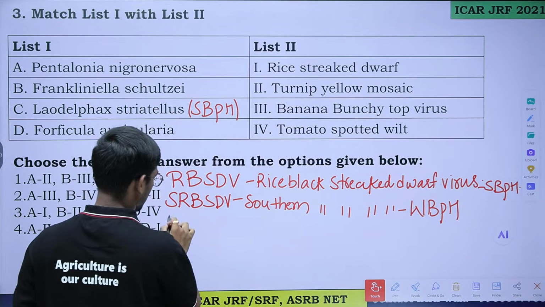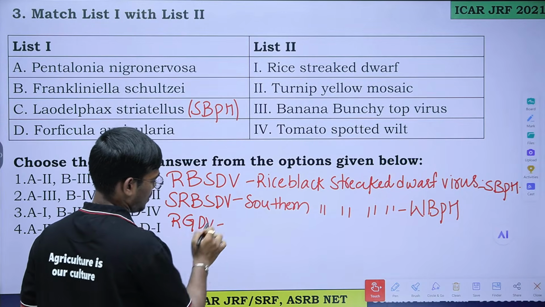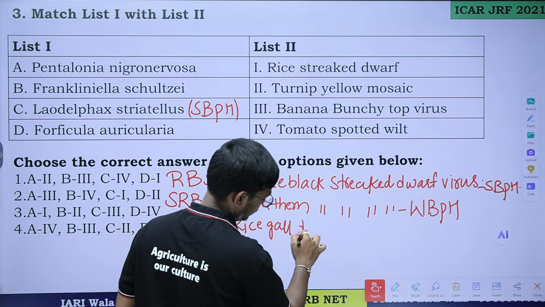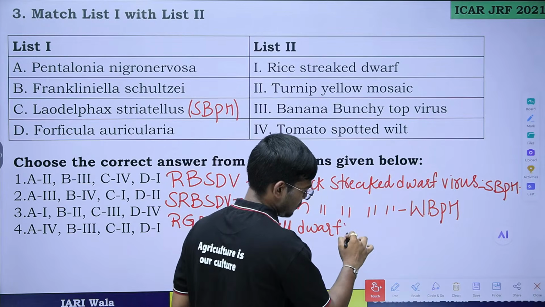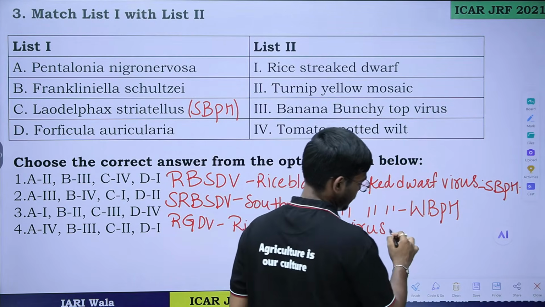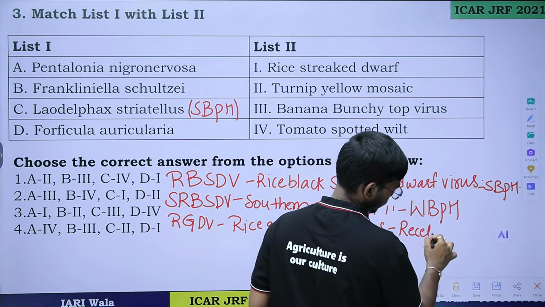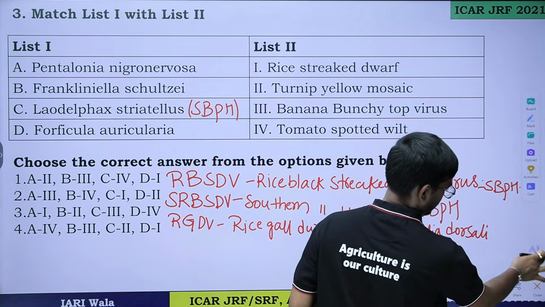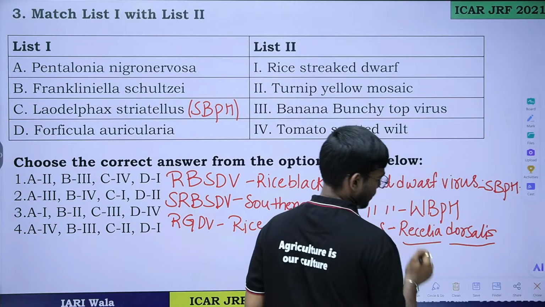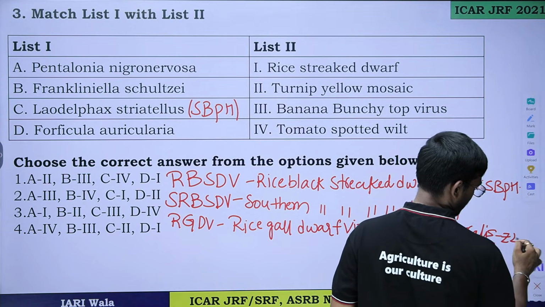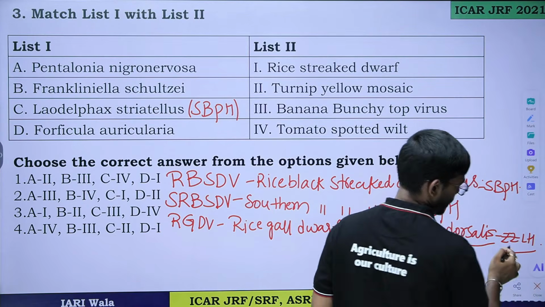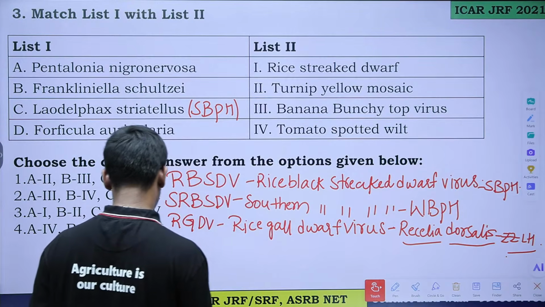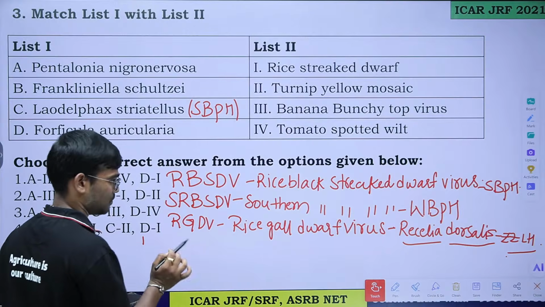Then after that, RGDV. ZZLH means zigzag leafhopper.